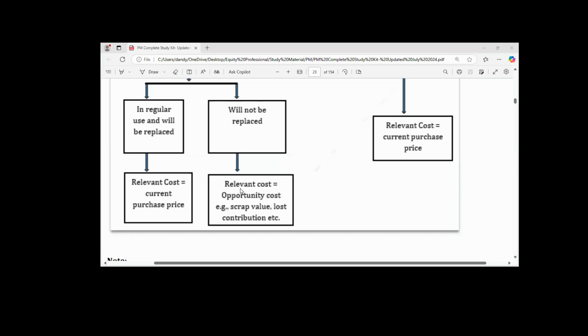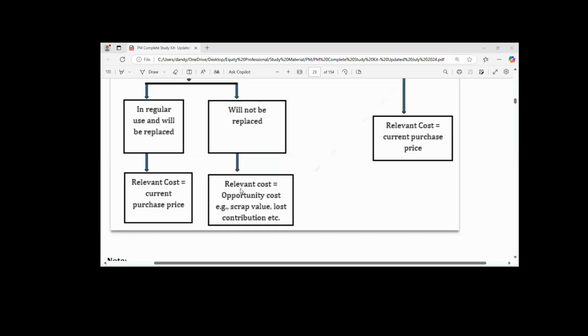That is, they must be a cash item. Any cost that is not related to cash, that is a non-cash item, or any cost that does not involve the movement of cash should be ignored. Examples of non-cash items are notional costs like depreciation, amortization, or provisions. When you are given depreciation, amortization, or provision in a question, they are not cash flow. You have to ignore them because they are just notional costs. So you ignore them. They are irrelevant.